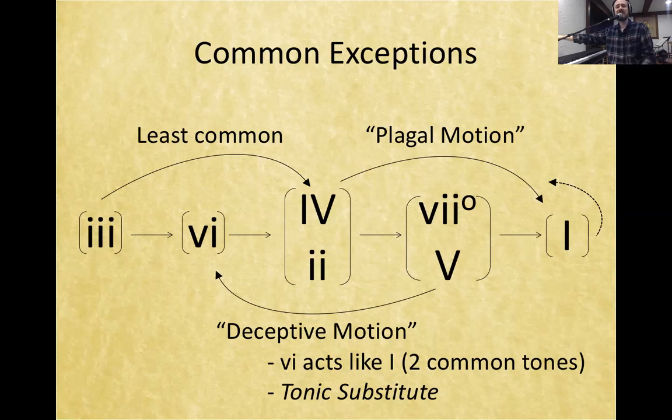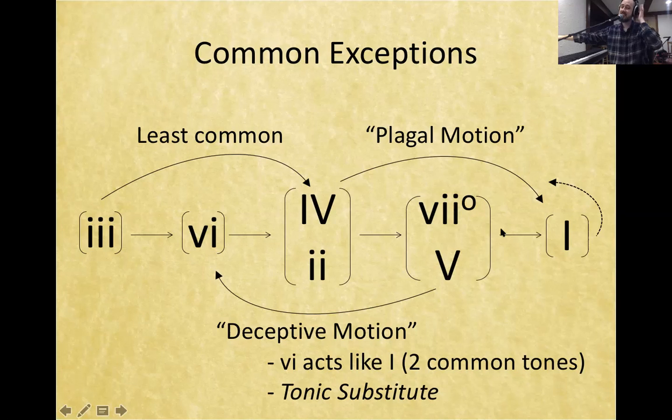The last thing I want to say about these is we already pointed out the fact that these arrows are very clear or specific on which of the chords in these pairs actually is involved. So deceptive motion is 5 to 6, not 7 to 6. Plagal motion is 4 to 1, not 2 to 1, right?